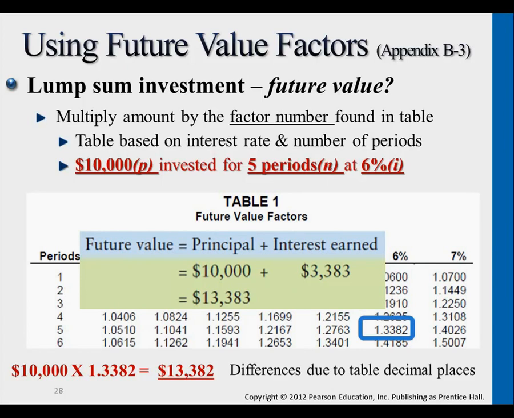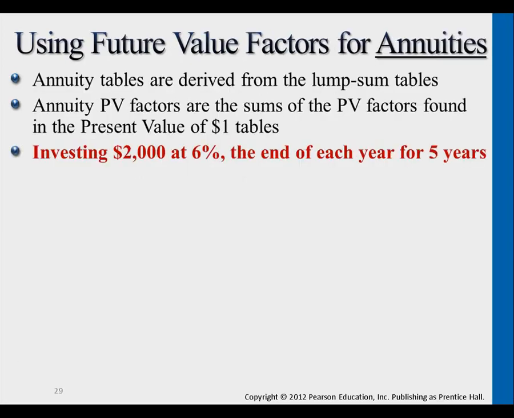Just like we said, we calculated this: 10,000 plus interest earned, that's your 13,383. You remember from the previous slide? The same calculation, but here we just use the table, and we derive the same number.